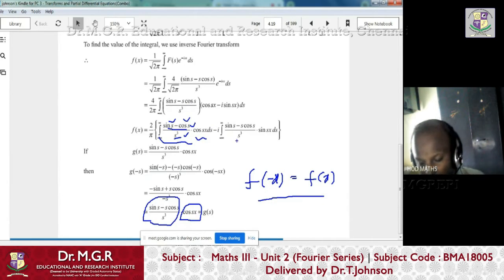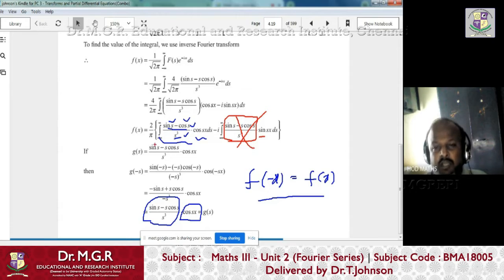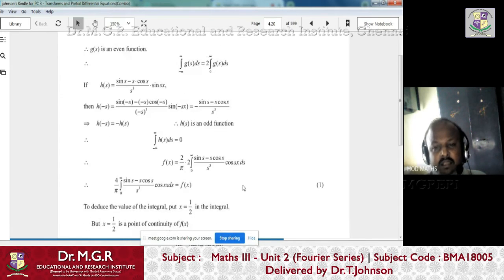But here, when you see this entire function is even, but sin x is odd, so even into odd becomes odd, so this value itself is 0, this value itself is 0. So now we have to evaluate only this, right? So that we can see here.